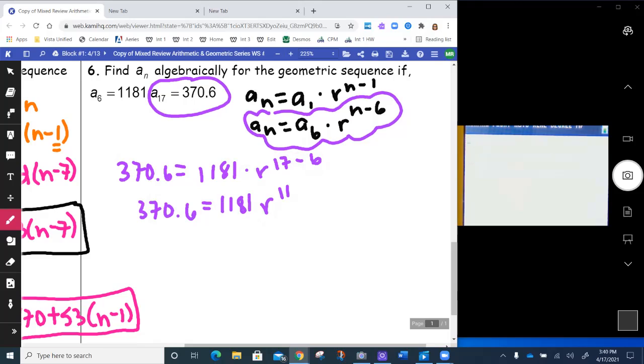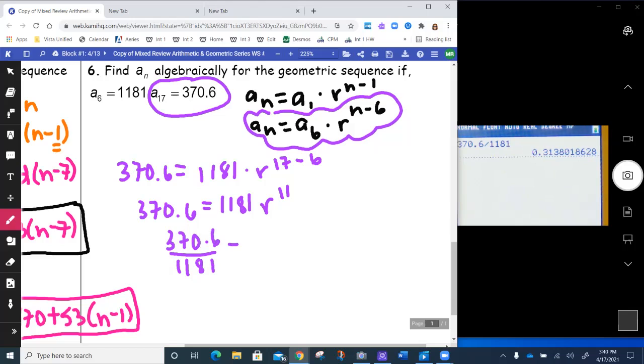So I'm going to take 370.6 divided by 1181. And hold on a second, 370.6, 1181. Yeah, just making sure I have the right numbers. Okay, and actually, this is what I'm going to do. Instead of having to write that decimal there, I'm just going to leave it like this right now. I'll put it in my calculator. And then I'm going to find the 11th root. So I'm going to take the 11th root of that. So once I take the 11th root of that, now I'm just finding r.